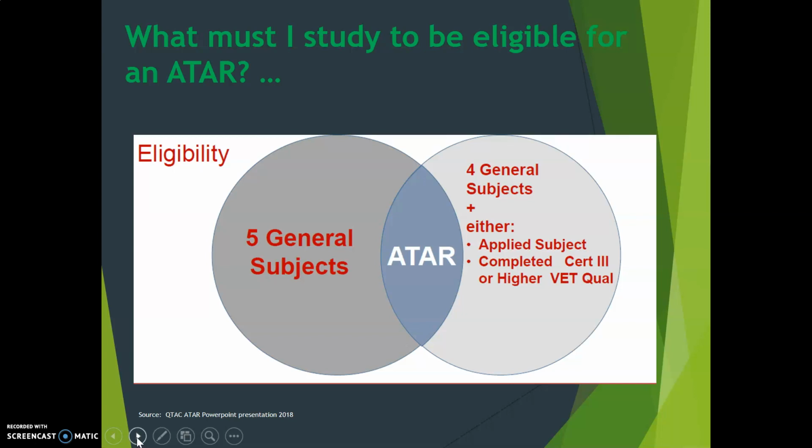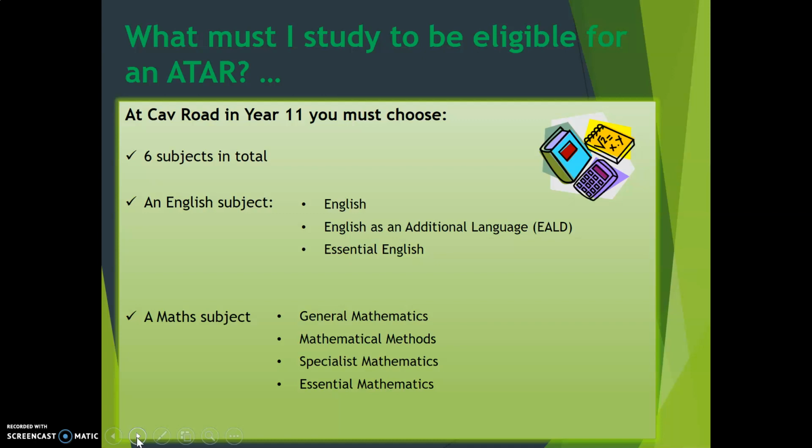However, there is a Certificate 4 in Crime and Justice Studies that you may be interested in, and that is studied through TAFE. So what must you study at Cav Road to be eligible for your ATAR?